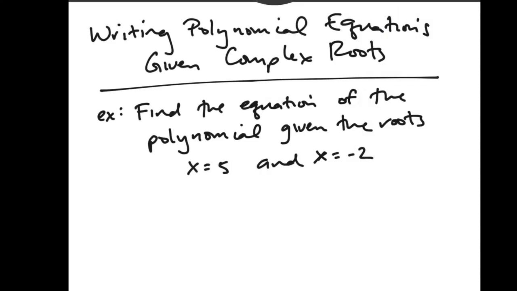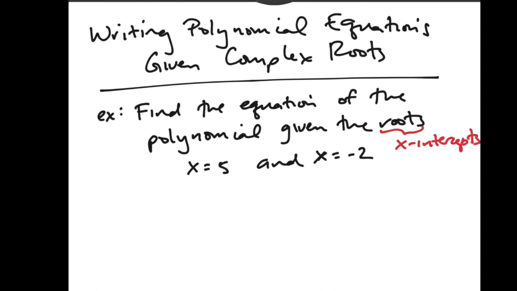Today's lesson is on writing polynomial equations given complex roots. So this goes back to something that we've done before in our class. When we're given x-intercepts, we'll be able to find the equation. So let's try this example here. Find the equation of the polynomial given the roots x equals 5 and x equals -1. Remember that the term roots is just another term for x-intercepts.